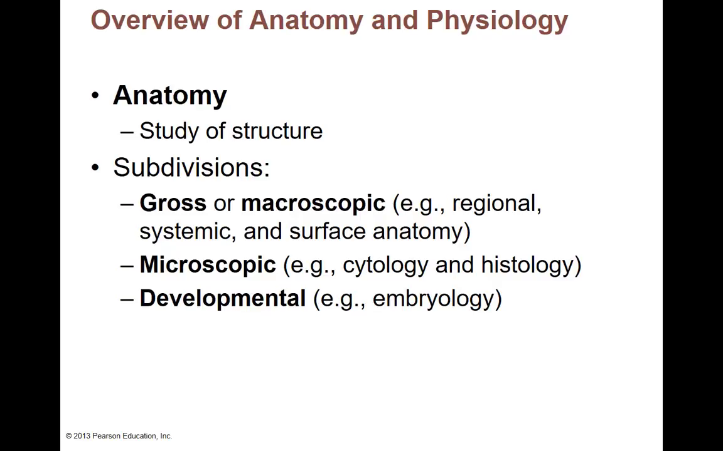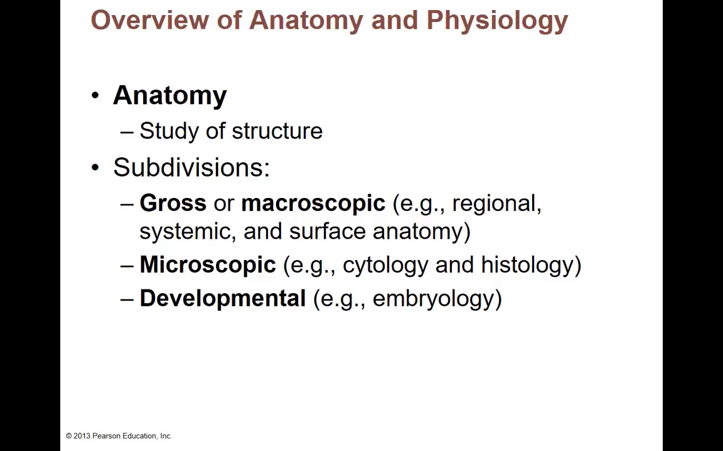Now we can subdivide anatomy into different subdivisions. A lot of it's based on size of structures. Gross anatomy, or macroscopic anatomy. Gross or macro means big. These are things you can see with the unaided eye. I can look and say, there's the heart. I can see the valves inside the heart. I don't need any microscope to see that. They are larger structures that you can see without the use of a microscope. So you can see it with the unaided eye. It's like the official definition.